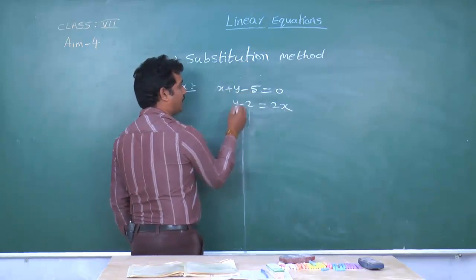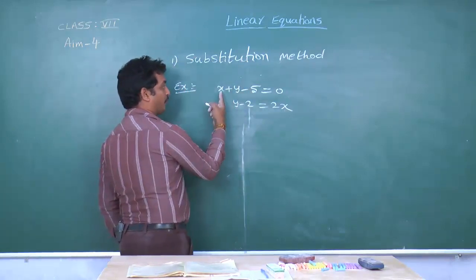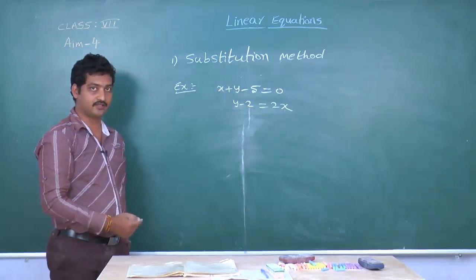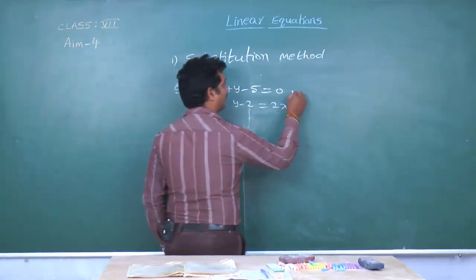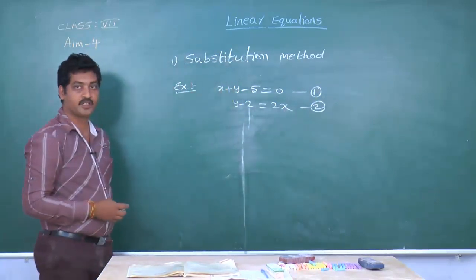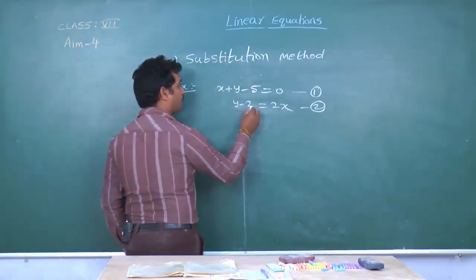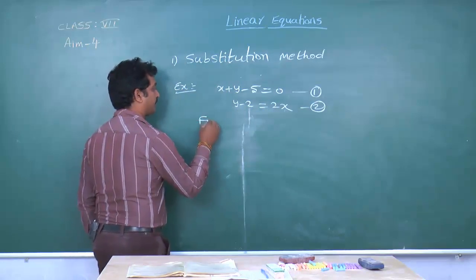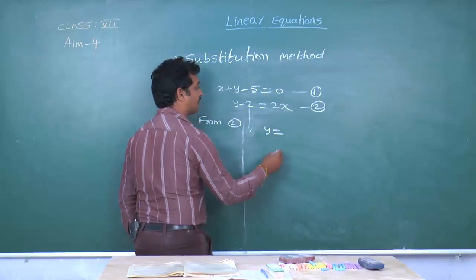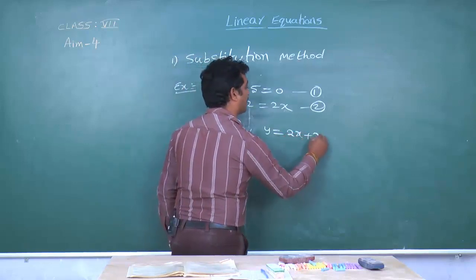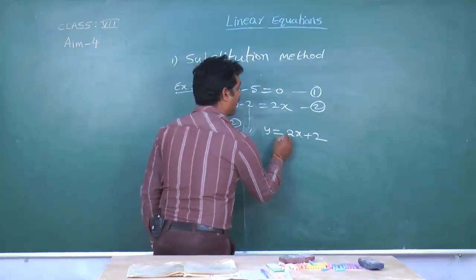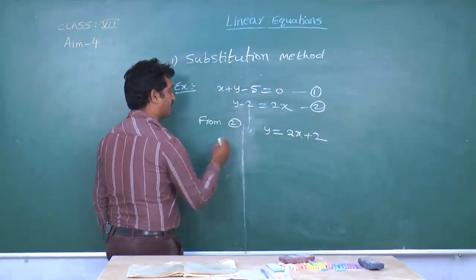In this method, we have to make one variable the subject of either of these two equations. Let it be 1, let it be 2. Now from 2, I am going to make y the subject. From 2, I can write y is equal to 2x plus 2. Substitute y equals 2x plus 2 in equation number 1.